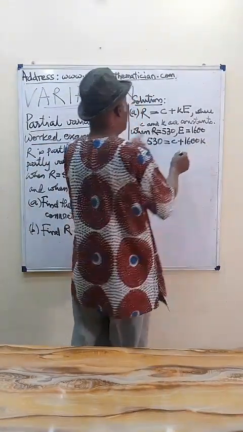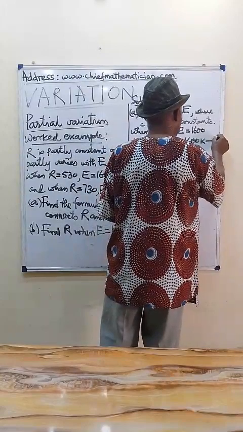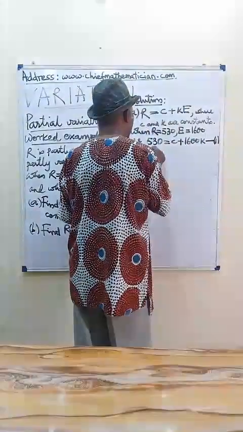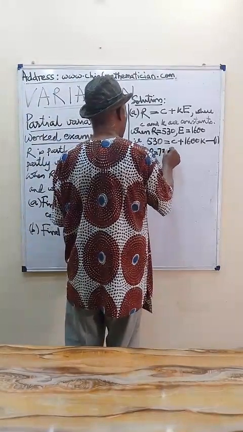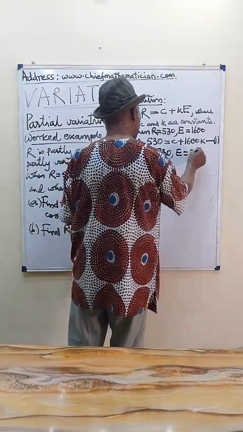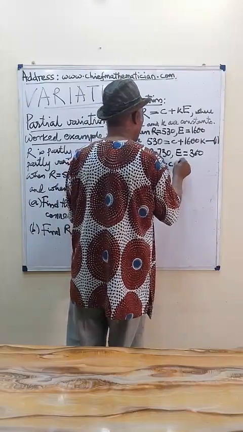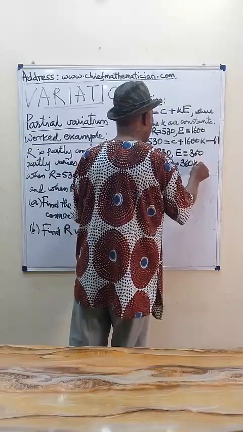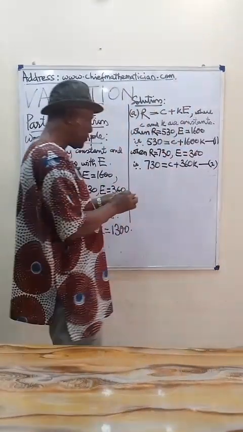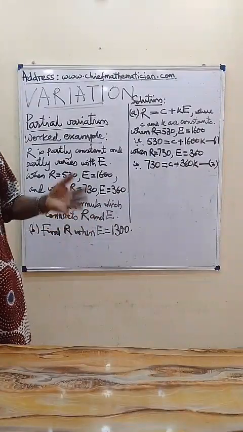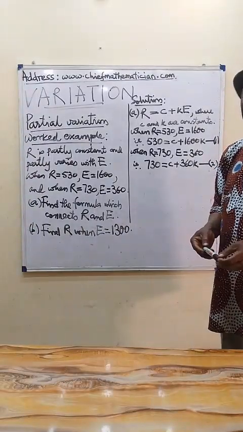That is, this is the case when R is that. You can call this equation 1. When R is 730, E is equal to 360. That is, we are saying that 730 is equal to C plus 360K. You see that we have got another equation involving C and K. Call it equation 2. It now means that we shall solve equations 1 and 2 as simultaneous linear equations to enable us find the values of C and K.